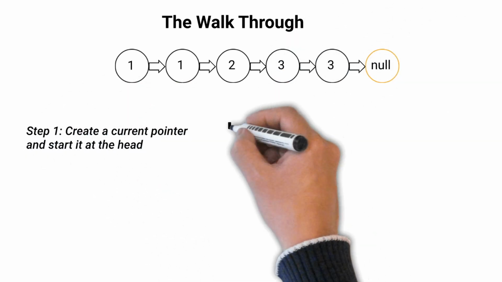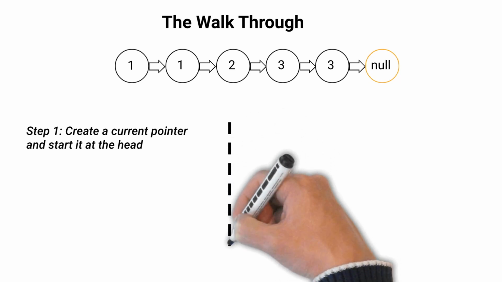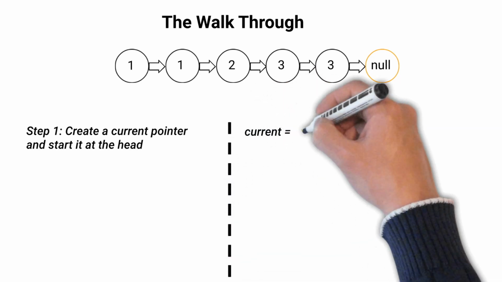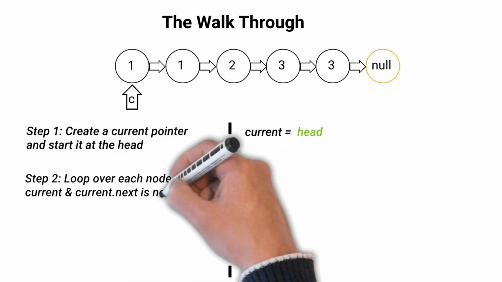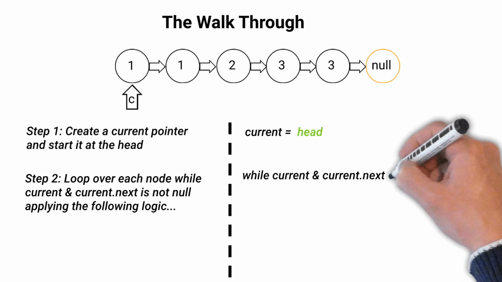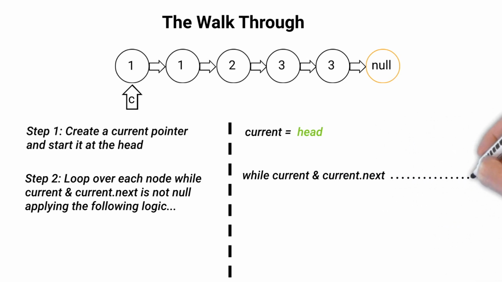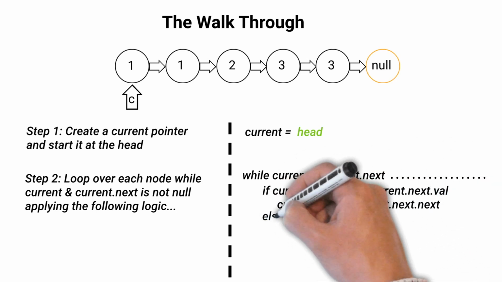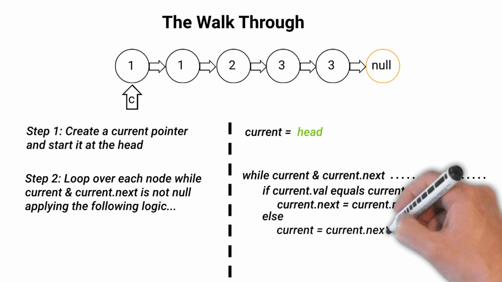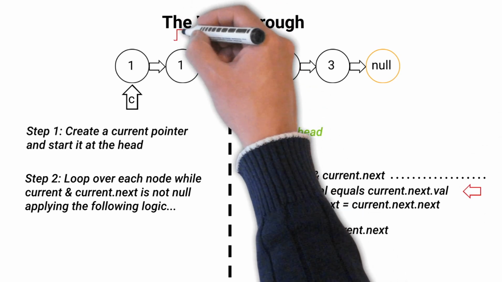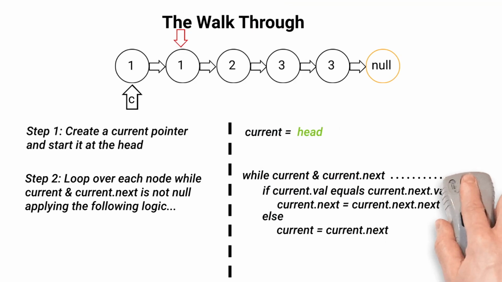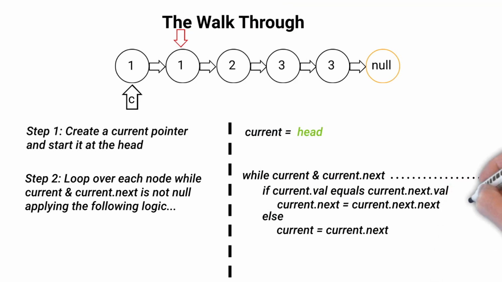Step 1. We want to create a current pointer and start it at the head. Current is equal to head, so let's put the current pointer here. And step 2, we want to loop over each node while current and current.next is not null, applying the following logic. So if current.val, which we can see is 1, equals current.next.val, which we can also see equals 1, we need to set current.next equal to current.next.next.